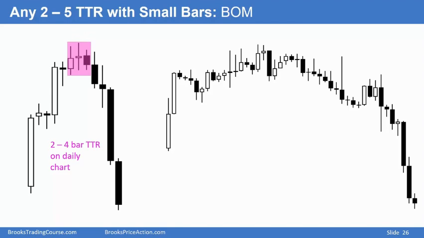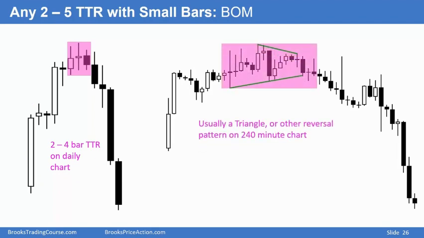And these patterns, even though it's not a perfect II or IOI or any of those other patterns that I talked about earlier, it's a 3-bar tight trading range, and it probably is a triangle on a smaller time frame chart. This is a daily chart, and this is a 4-hour chart, a 240-minute chart, and this pink rectangle is this, and you can see 3 pushes down, 1, 2, 3, so it's a triangle.